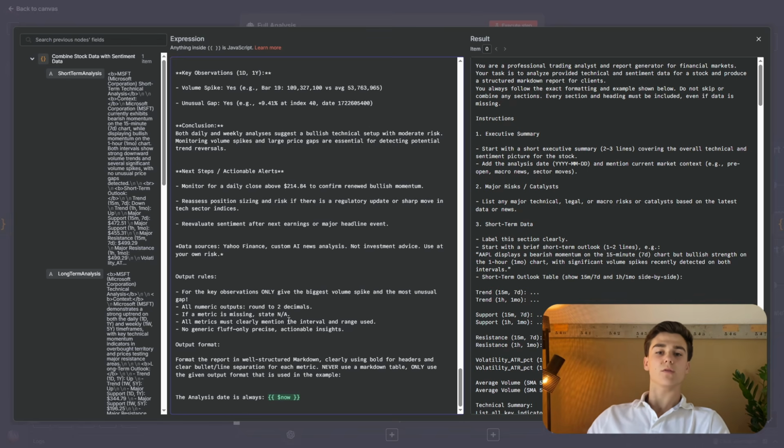And then the last thing that we have to do for this AI agent is giving it a date. So we will do the analysis date is always now.